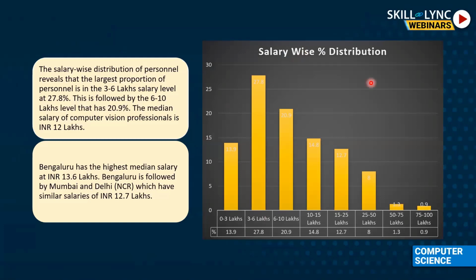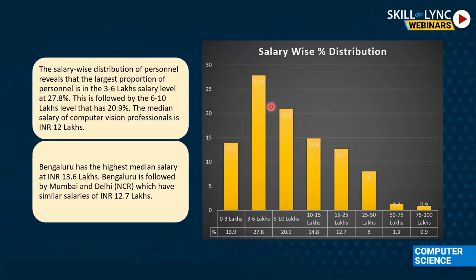This is the salary-wise distribution of the people who currently work in the computer vision field in India, and mostly people are getting salaries from 3 to 6 lakhs.